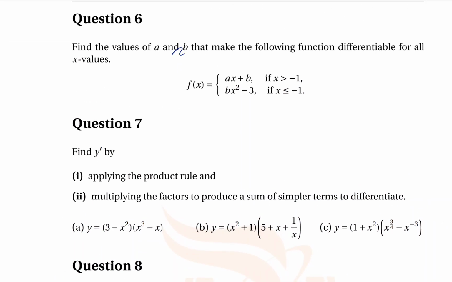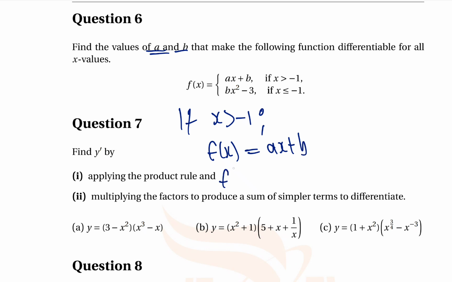This one is now harder because there are now two variables, a and b. Now they want a and b. So we still use the same thing for differentiability. So what you're going to do is say if x is greater than minus 1, then f of x will be equal to ax plus b, which means f prime of x, you differentiate. What's the derivative of ax? It's like the derivative of 2x is 2. So the derivative of ax is a. The derivative of b is 0, so this is going to be a.